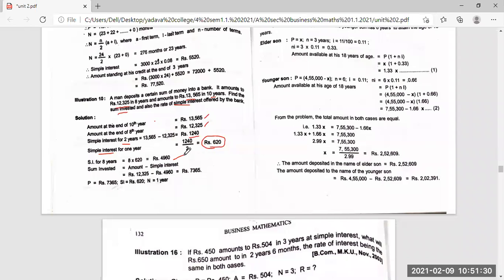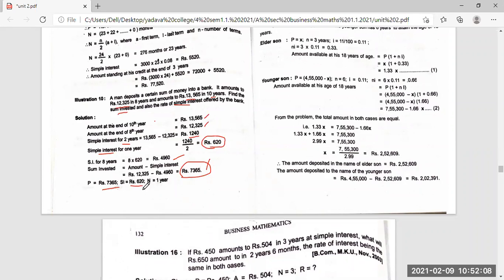Okay, so simple interest for 8 years, 8 into 620, is 4,960. So if you reduce the simple interest amount from the actual amount, you will be getting the principal amount 7,365. So for 1 year they get 620, and for 8 years it comes to 4,960 rupees. So if we subtract the simple interest from the actual amount, that is the principal amount, you will be getting 7,365.